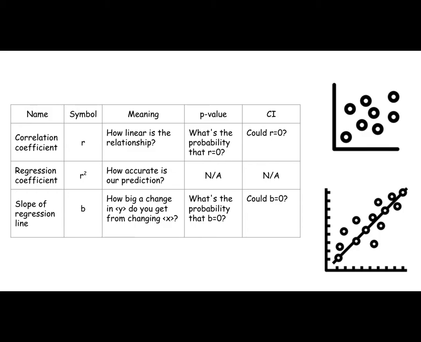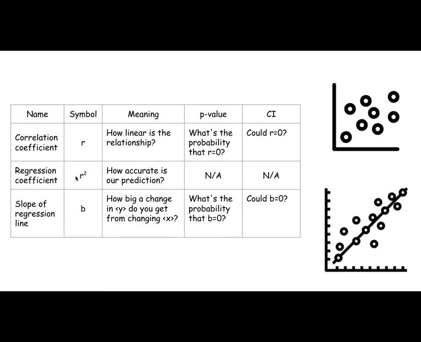So here are some of the symbols and concepts that we'll be talking about. In correlation, the thing we're most interested in is this correlation coefficient R, and it's telling us how linear is the relationship, how close to a line does the scatter plot fall. And when you get a p-value for correlation, you're measuring what's the probability that R is actually zero, that there is no linear relationship. And when we get a confidence interval around R, we're looking at, could R be zero? So can we rule out the possibility that there is no linear relationship?